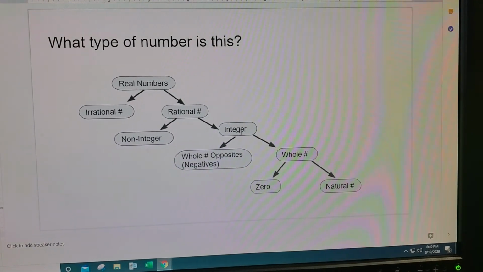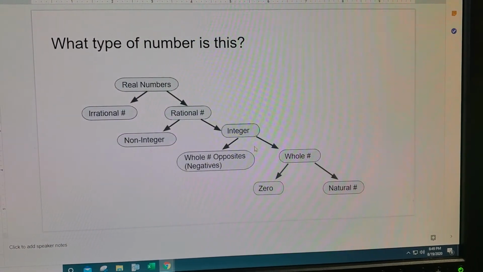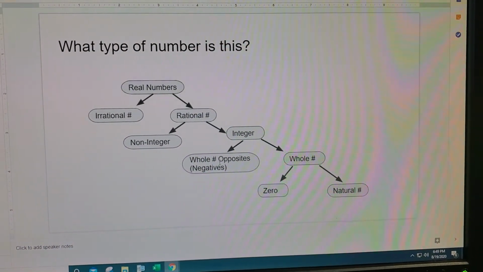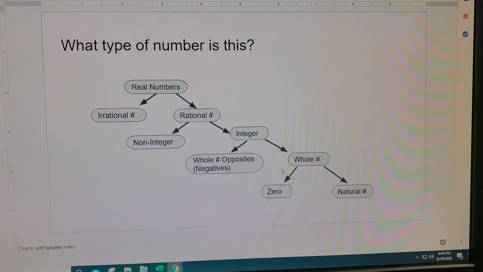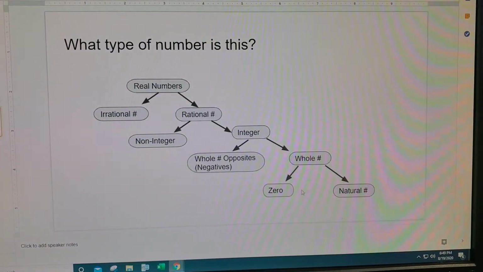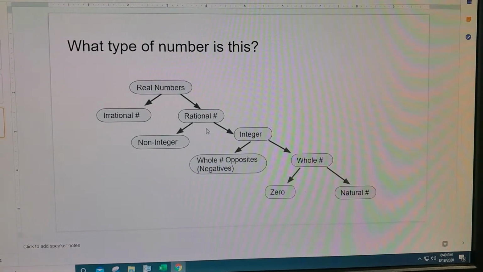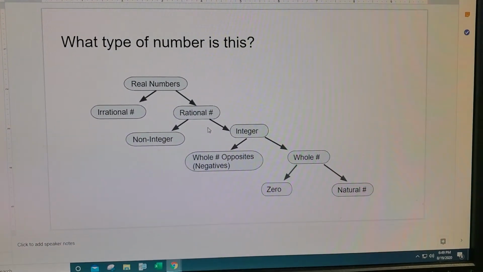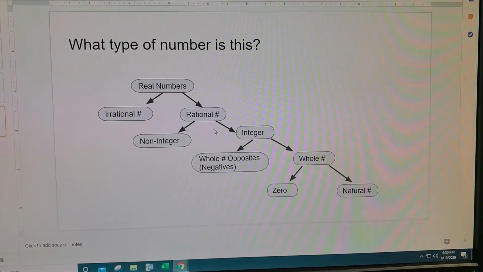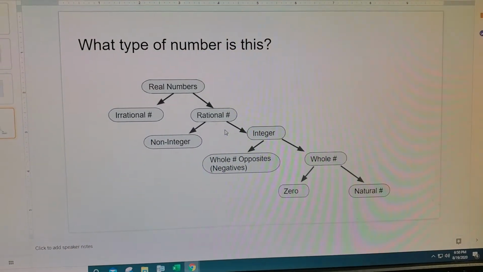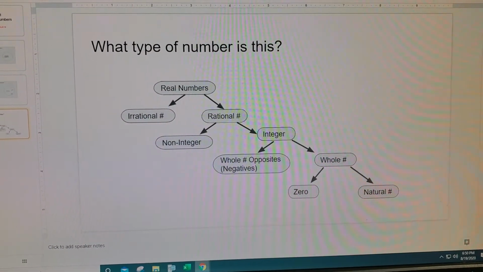But anyways, if it's an integer, you've got the choice between whole number and your whole number opposites or your negatives. And if it's a whole number, you've got the choice between 0 and natural numbers. So this is just kind of to help you work through and figure out what type of number something is. Now, as far as activities for today, you've got 2 things you're going to do.